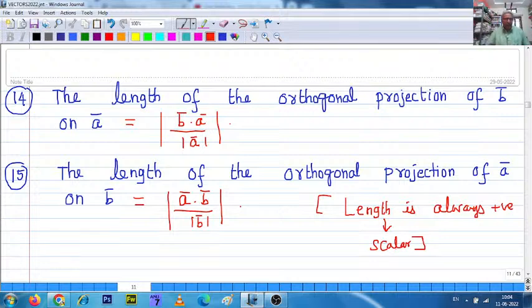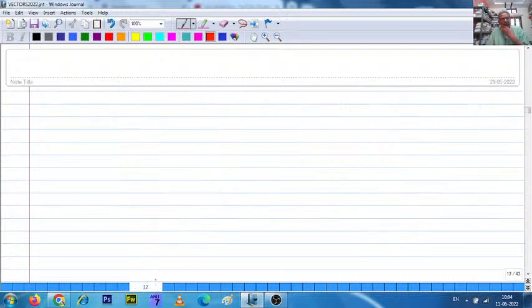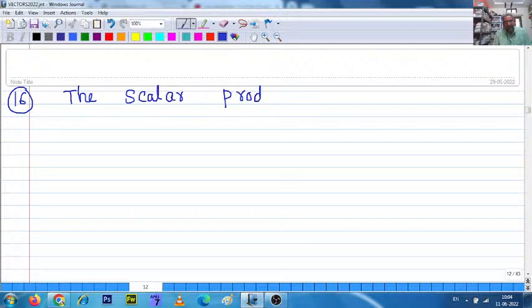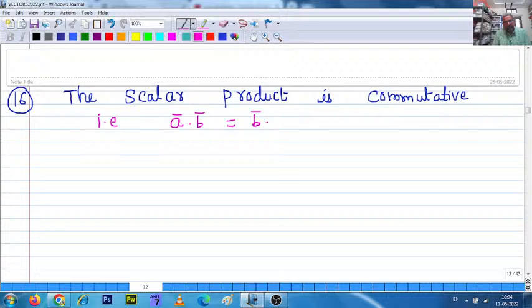So let's have a discussion on properties of the dot product. Do you have any idea about the properties of the dot product? So properties play a major role actually. Yes, see, the scalar product is commutative. It obeys commutative law. So what is commutative property? Very simple. That is A dot B is equal to, you can write, B dot A.